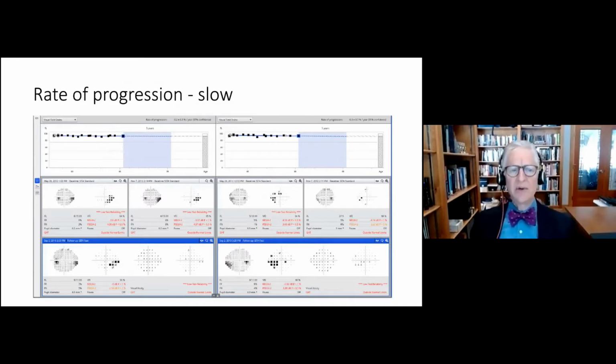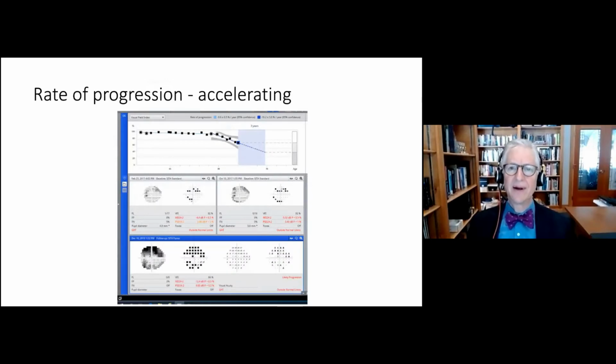Let's look at 2 examples. Here's someone who clearly has damage, but being followed over 7 years, there's really no progression. This is someone where I'd be reassured that our strategy for treatment is appropriate. Here's someone who was stable for years and then suddenly around age 70 started to decline. This is worrisome.